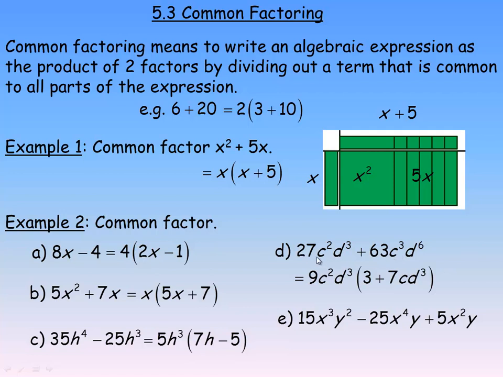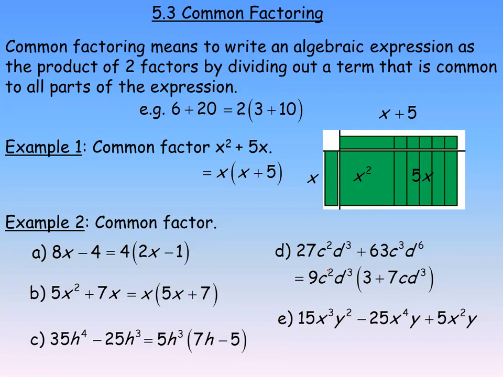So there's powers of c in both of them. C squared is the lowest common power, so the common factor has a c squared in it. And there's a d cubed and a d to the 6th. So d cubed again is the lowest common power of d in all the terms. So 9c squared d cubed is the common factor.